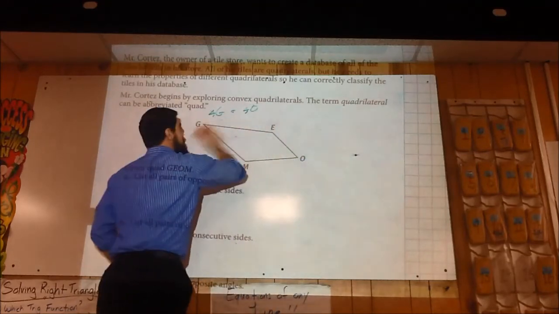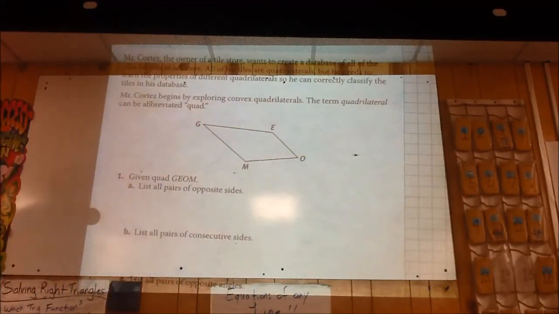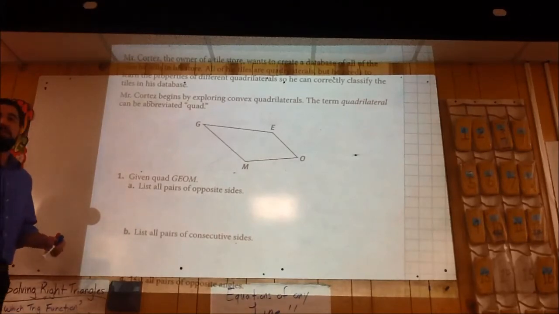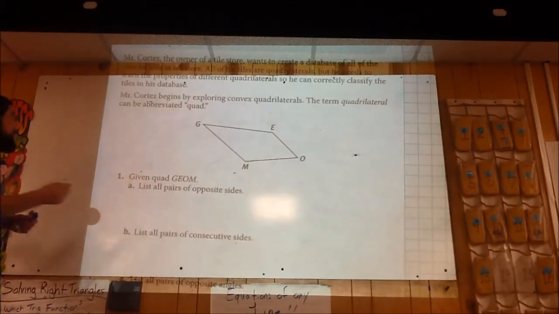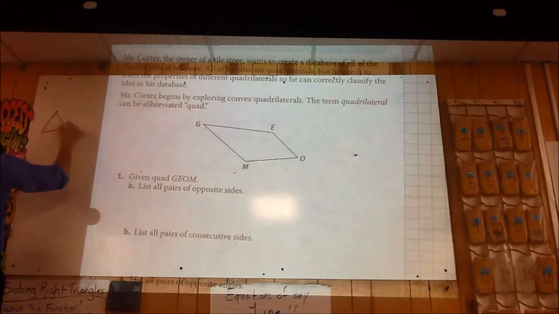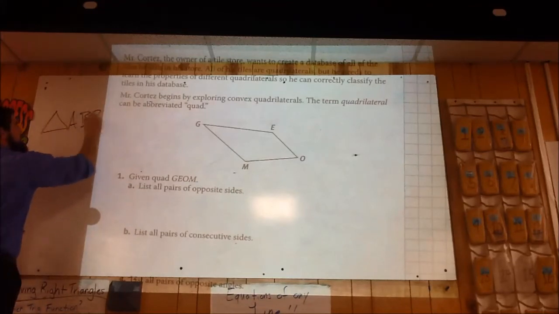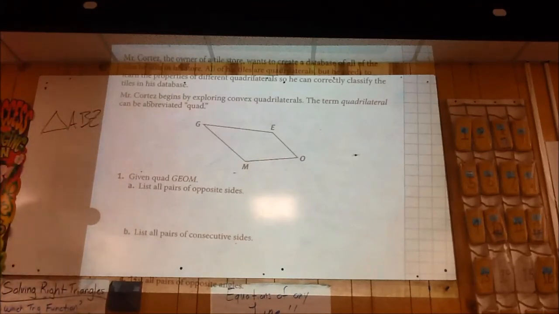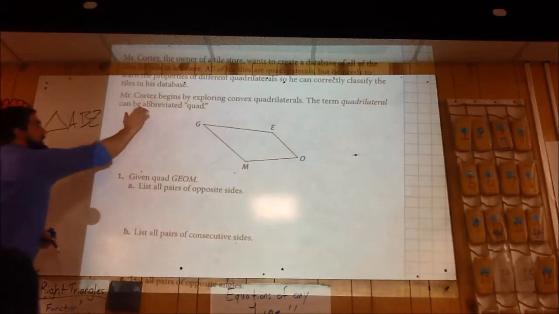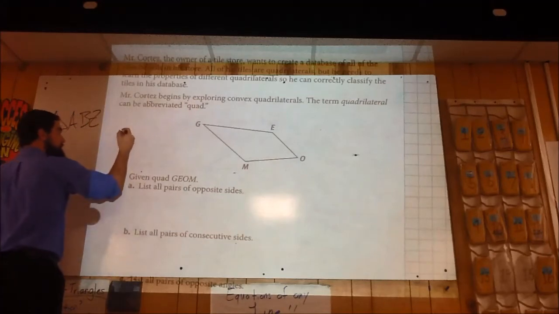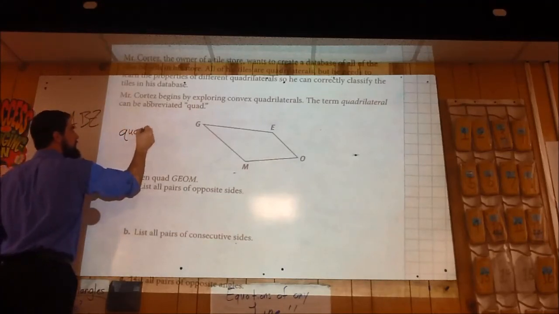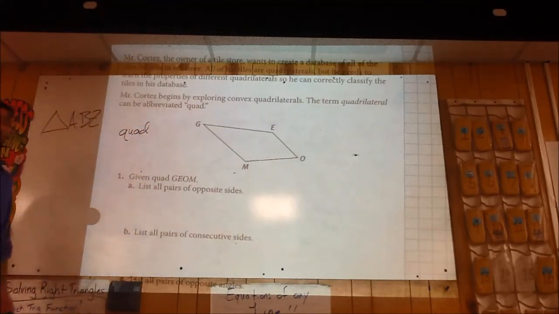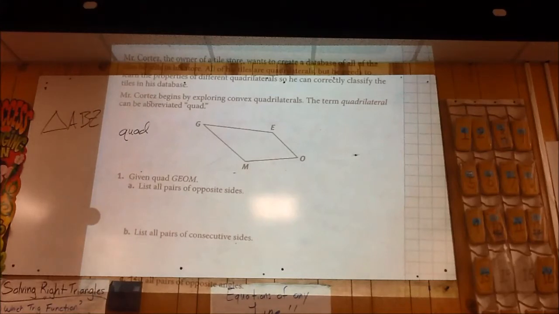Just like when we were naming triangles, we had that little symbol before, so every single time we didn't have to write out triangle, you know, A, X, Y, or whatever. So we just used this symbol and said, okay, triangle ABZ, or whatever. Same thing with quadrilaterals. We're not going to write out the entire word quadrilateral, but we're just going to abbreviate it with quad. So you're going to write quad, and then list the four vertices.